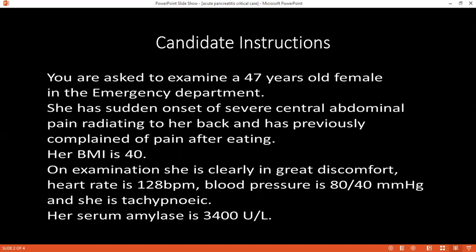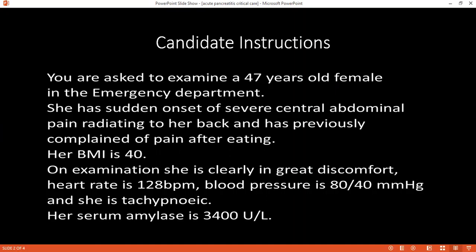And after 48 hours, we are going to look for low oxygen level, that is less than 60 mmHg, low serum calcium level, low serum albumin level, and base deficit more than 4. These are the Ransom criteria at 48 hours.